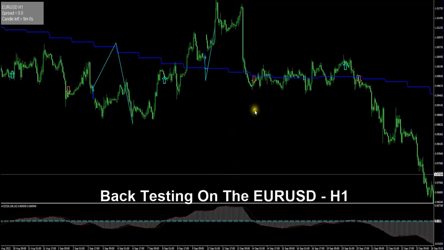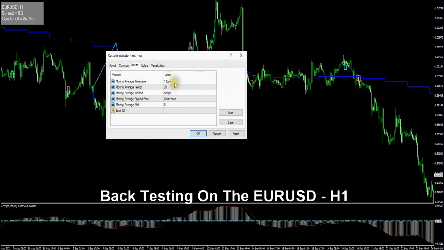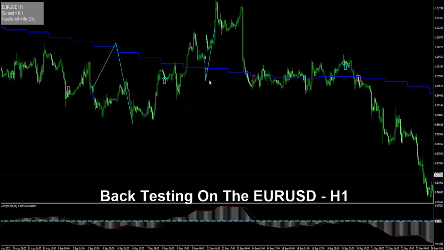It's been a few weeks now since we've had a look at our non-repainting MT4 indicator, but I thought today would be a good opportunity. So we're going to go back to roughly the beginning of September and just have a look at how this indicator has performed with just one simple addition, which is this. It's the multi-time frame moving average. It's basically taking the 20 simple moving average from the 1 day chart and plotting it onto the 1 hour chart. And my rules are quite simple.